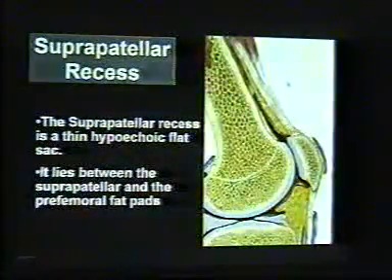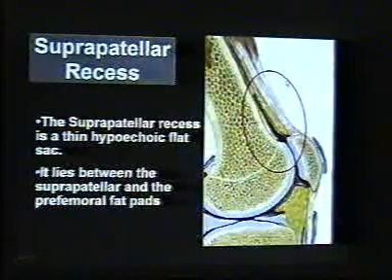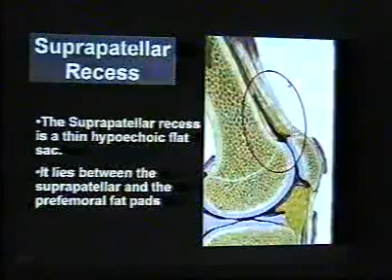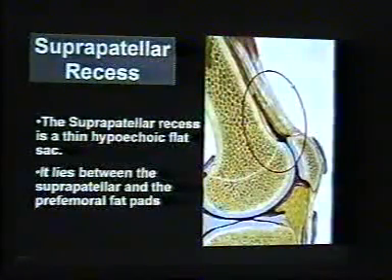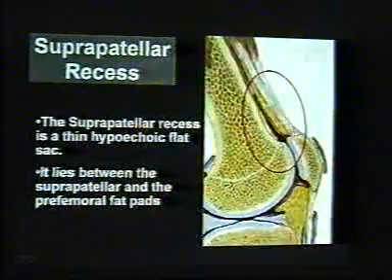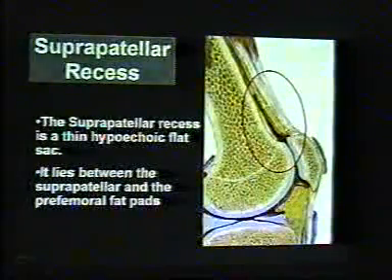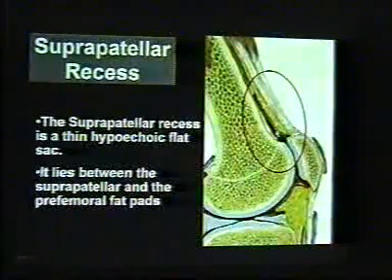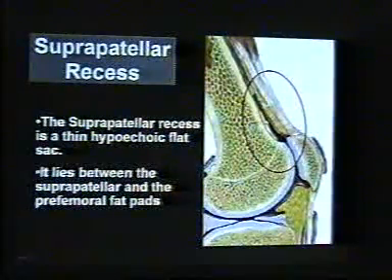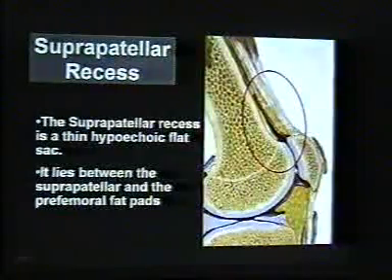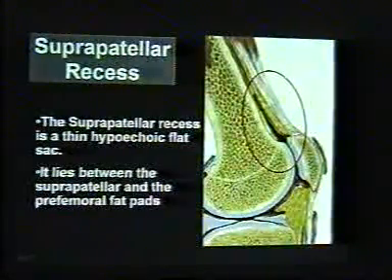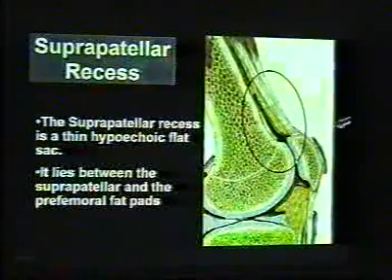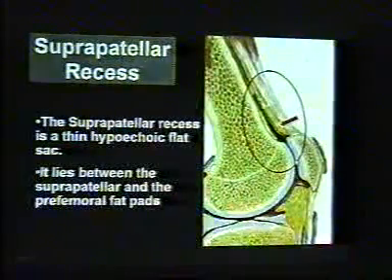For the suprapatellar recess, we scan this area. The suprapatellar recess is a thin, hypoechoic flat sac. It lies between the suprapatellar and the prefemoral fat pads. This is the recess. It is continuous with the knee joint. Here is the infrapatellar recess and suprapatellar recess. Here you can see that.